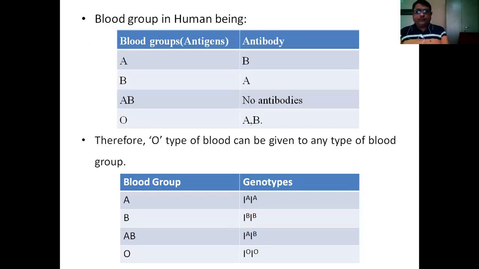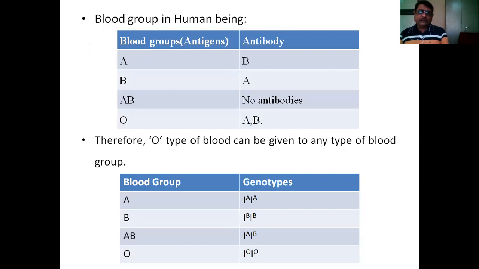The second example for multiple alleles is the blood group in human beings. We know that in human beings there are 4 blood groups: A, B, AB, and O. So what are these blood groups actually? These blood groups were discovered by the scientist Landsteiner in 1900.